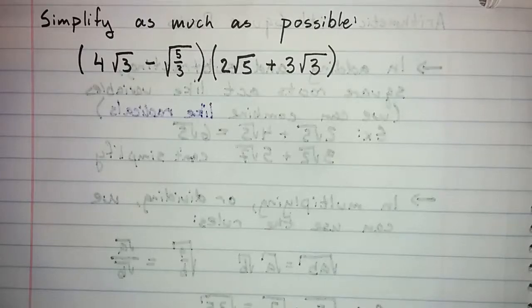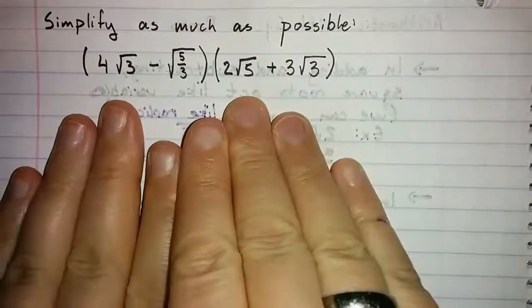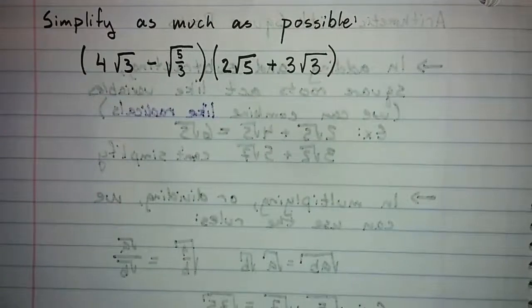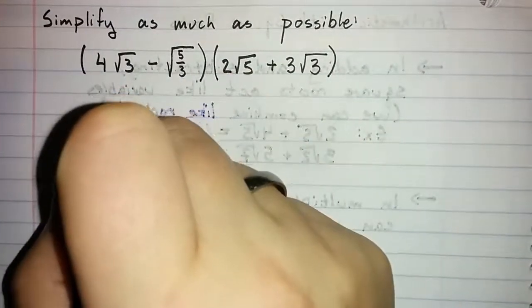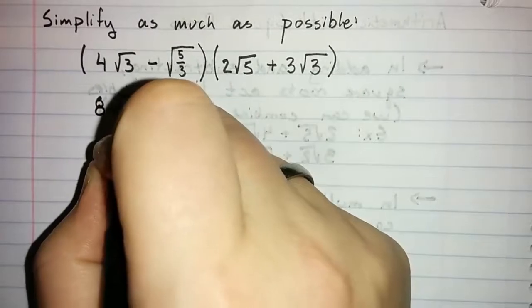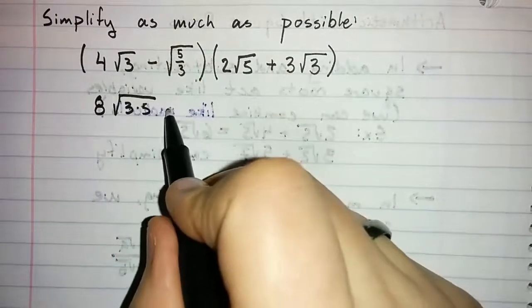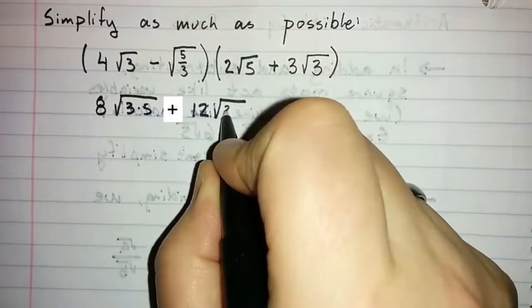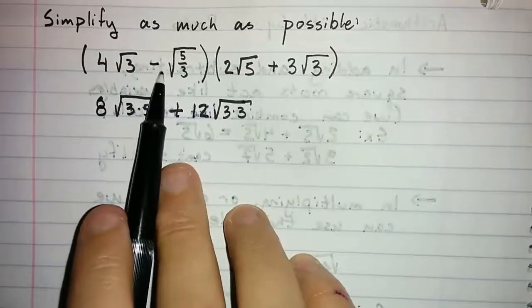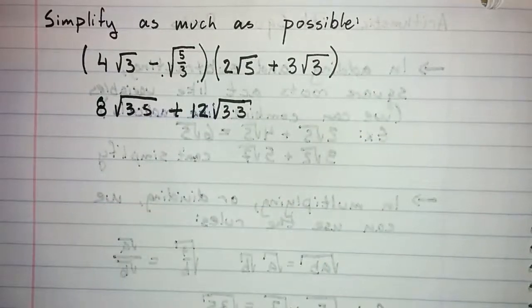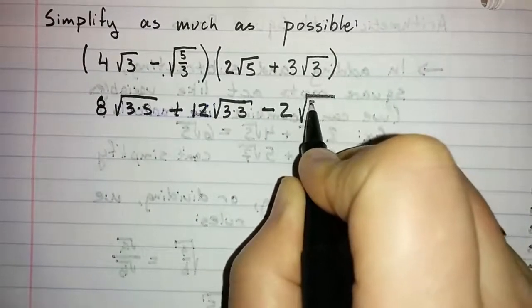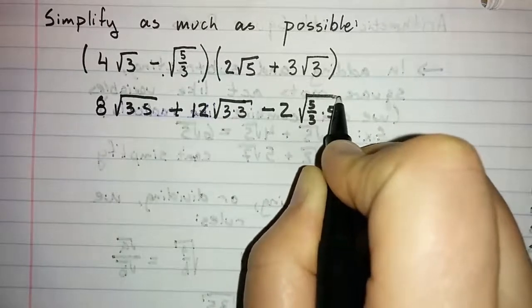Alright, so supposing we don't simplify anything before we begin, what will we have here? Well, we'll have 4 root 3 times 2 root 5. So we'll have 4 times 2 is 8. Root 3 times root 5 is root 3 times 5. 4 times 3 is 12. Root 3 times root 3 is root 3 times 3. Minus root 5 thirds times 2 root 5. That'll be 2 root 5 thirds times 5.